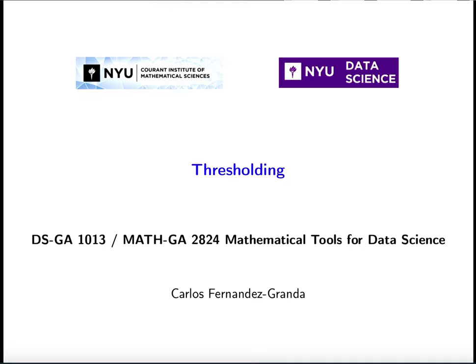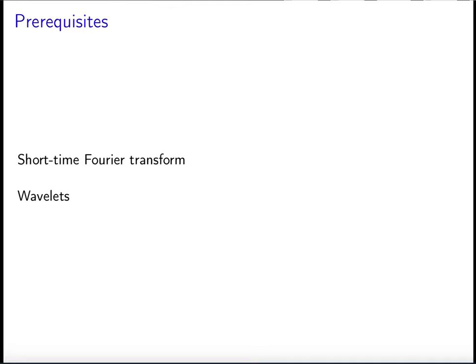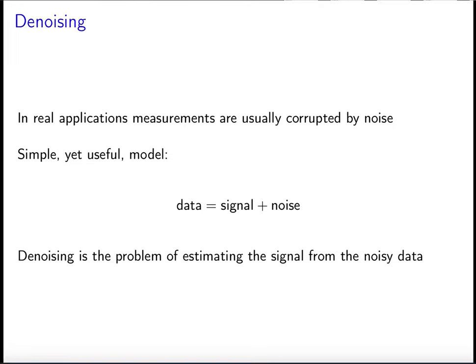Today we're going to talk about thresholding. The prerequisites for this material are the short time Fourier transform and wavelets. We're going to focus on the problem of denoising. In real applications, measurements are always corrupted by noise.